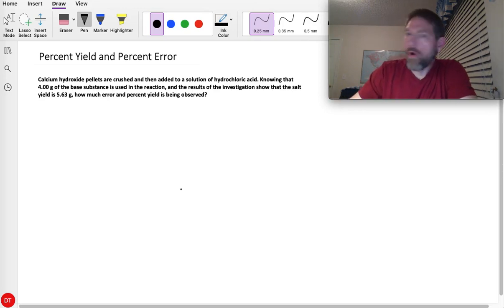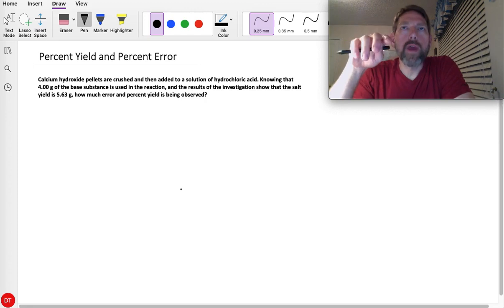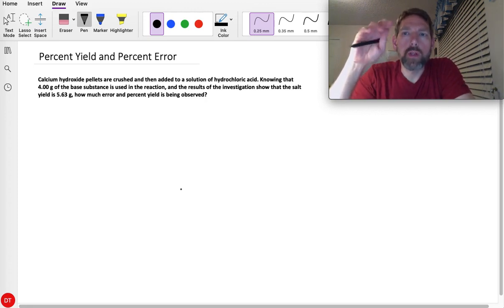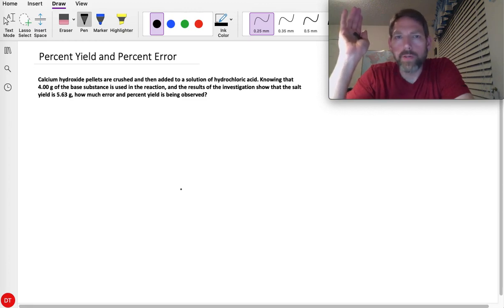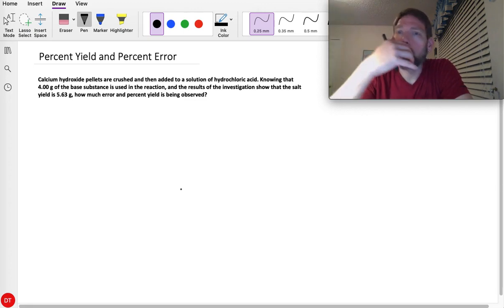So this particular problem, we want to take a look at percent yield and percent error that might occur in a reaction. In lab, you'll be looking at different reagents when we're mixing them together, and you're going to see different products being produced. There's different types of reactions: your single replacement, decomposition, synthesis. So this applies for any type of reaction. This is just a particular one that I've picked.